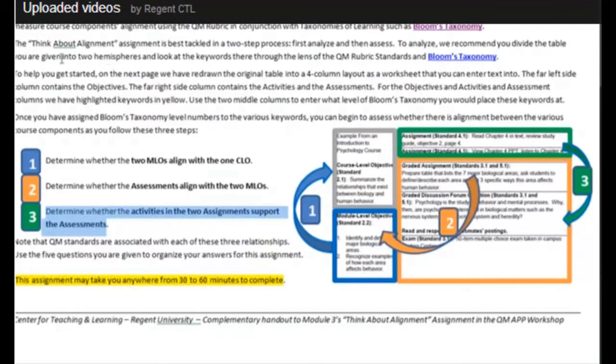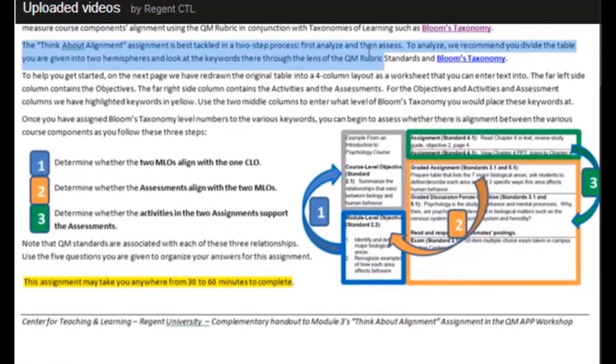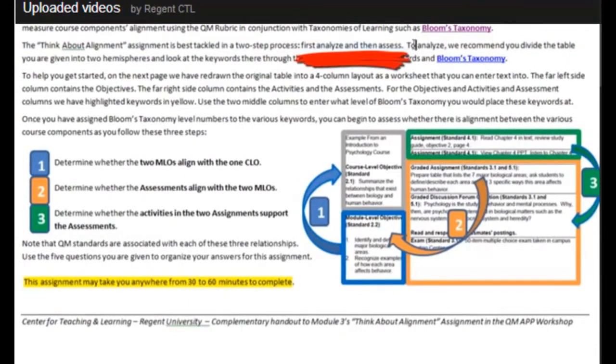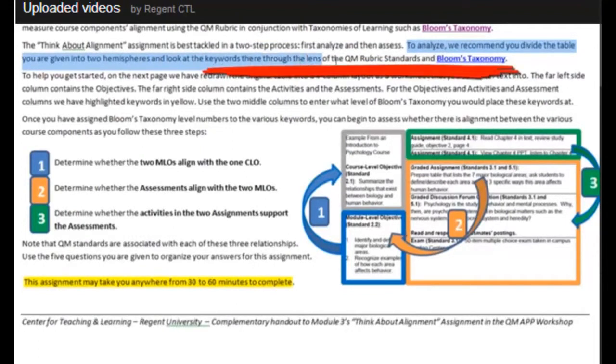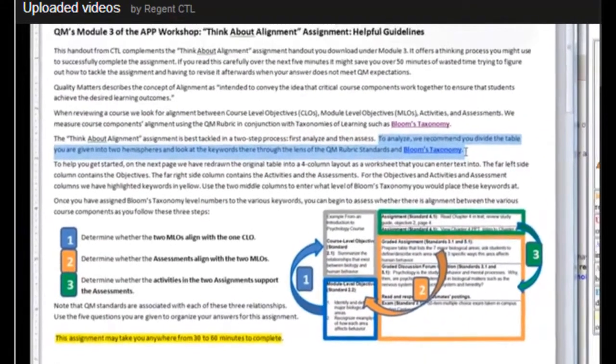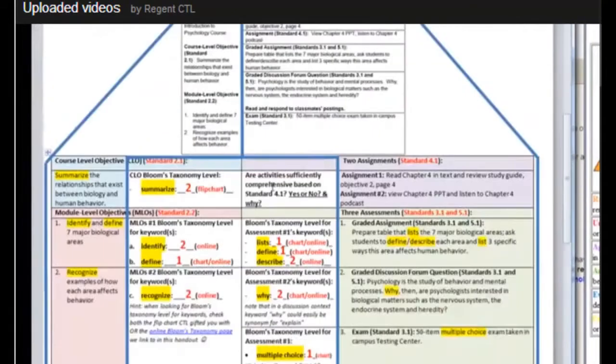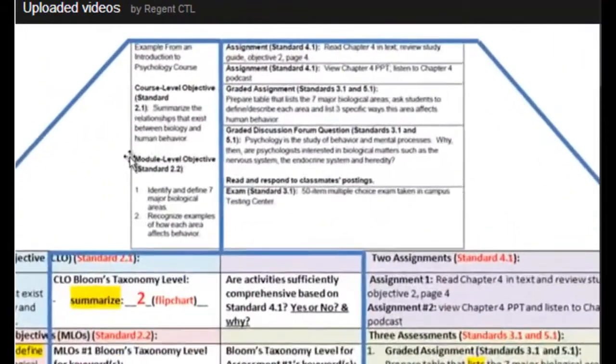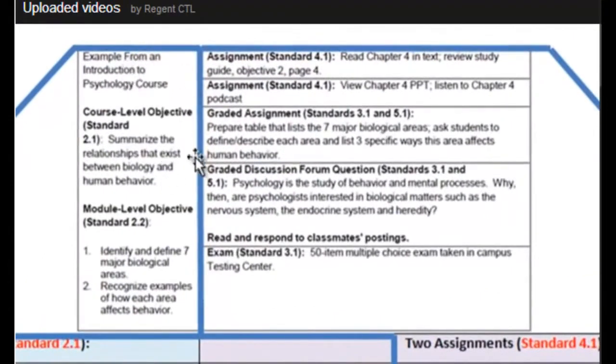So how do we tackle this? The assignment is best tackled in a 2-step process. First you analyze and then you assess. To analyze, we recommend you divide the table you are given into 2 hemispheres and look at the keywords through the lens of the QM standards and Bloom's taxonomy. And this is exactly what we did for you on page 2 of the handout. We divided the table into 2 hemispheres.